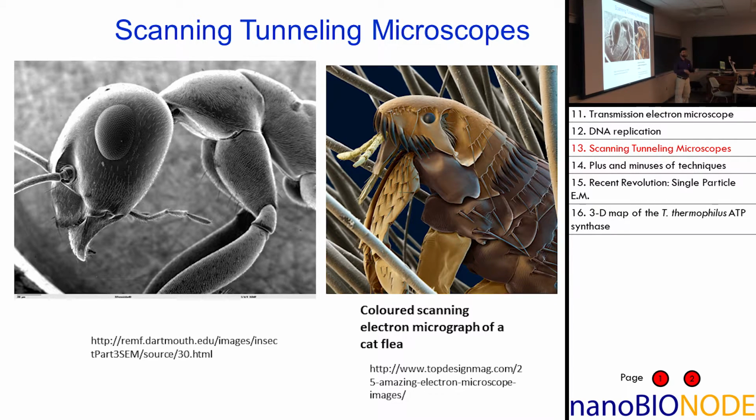So this is a scanning tunneling microscope, and some artist, it's not in color. So this is somebody's imagination. So this happens to be a cat flea. I mean, check that out. Is that not cool? And I don't know actually what the one at the left is.